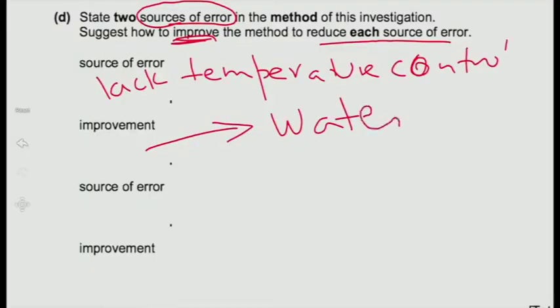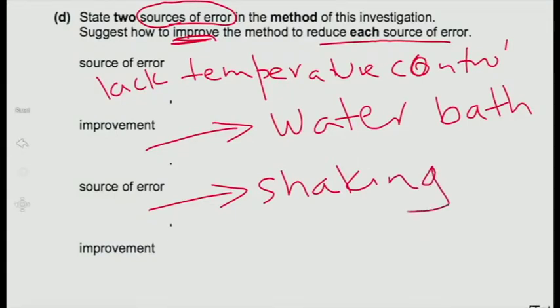How can it be improved? Having a water bath as a means of keeping the temperature constant, or constantly heating up the water and having a thermometer to measure the temperature, to ensure that as you conduct trial 1, trial 2, trial 3, the temperature is maintained at that level. So that's an error with regards to temperature.